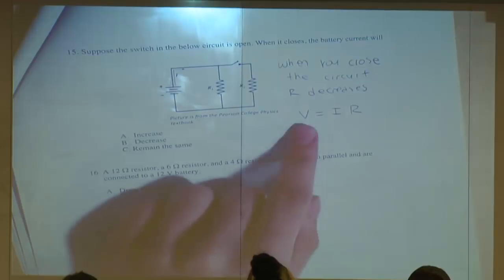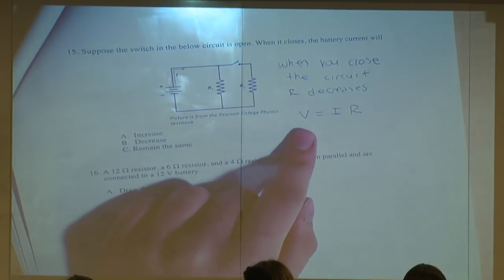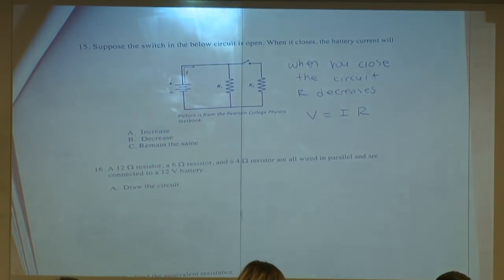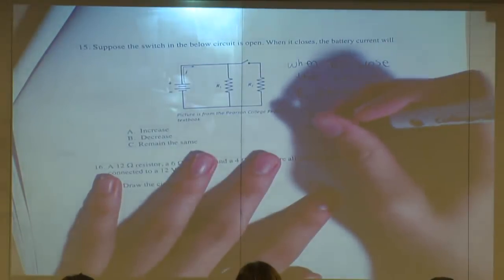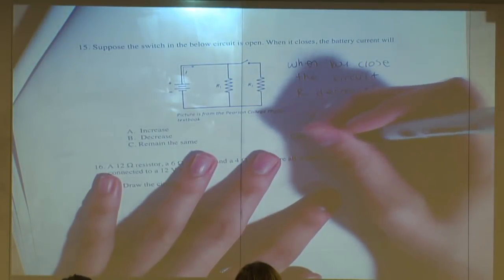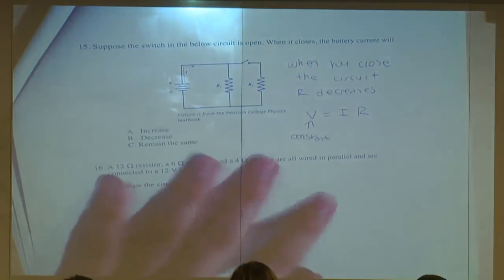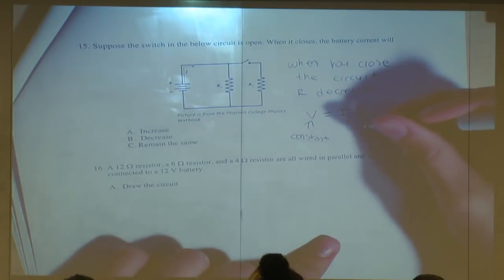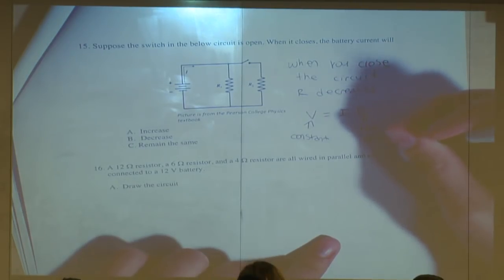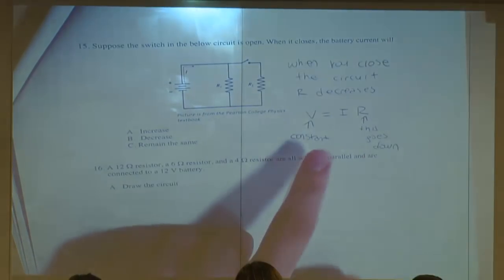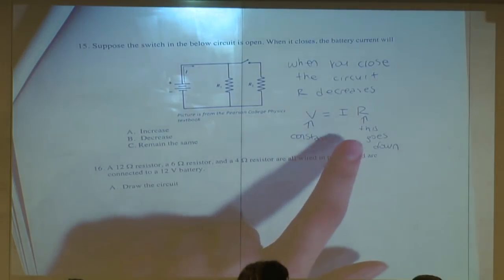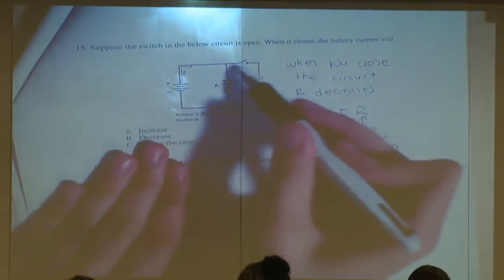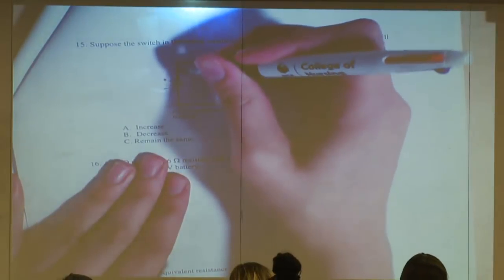So we're going to look at this. Our voltage is just going to stay constant, right? Because it's the battery. You could also call that EMF, because usually for a battery they say EMF. It's kind of the same thing. So we're going to say this stays constant. The resistance we know is going down, right? So this goes down. So in order for the voltage to stay constant, the current has to go up. So when you shut this switch here, the current coming out of the battery is going to have to go up.